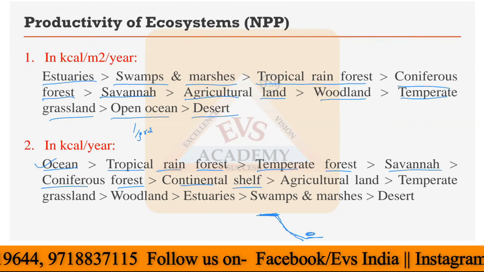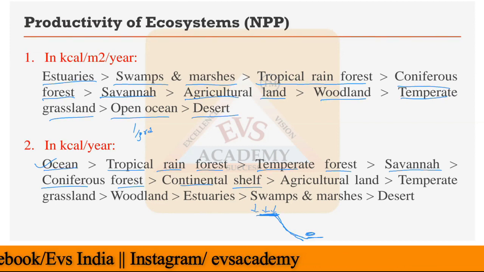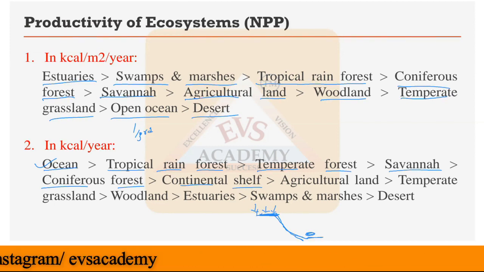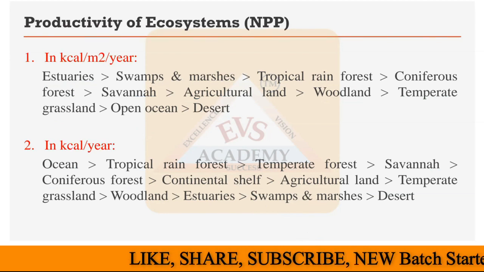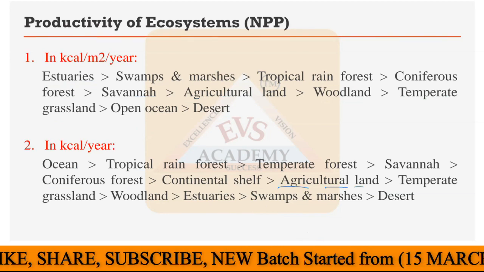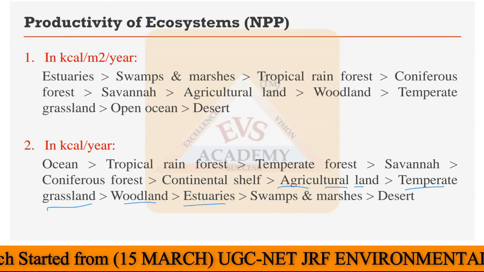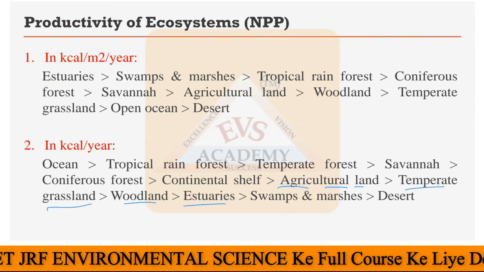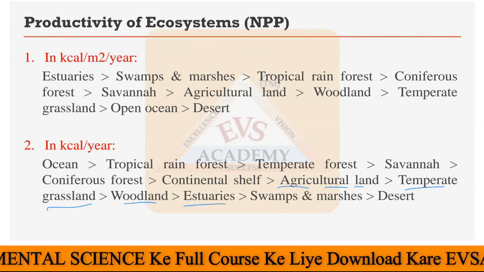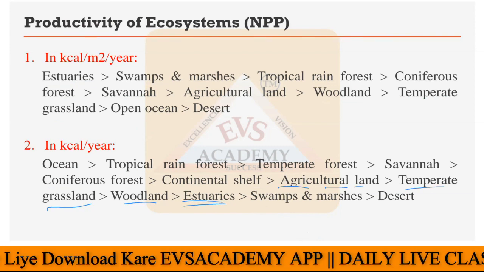Its productivity is after the coniferous forest, because sunlight is available here and the depth is not too much. So this is good for coral reefs and other planktonic material. Then we have the agricultural land, then the temperate grassland, then again woodland or higher trees. Then the estuaries are at the very back, because per meter square productivity is high, but estuaries cover very little area across the globe. That's why the overall productivity is less.